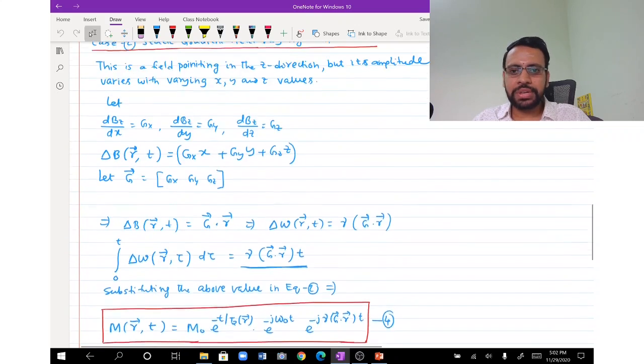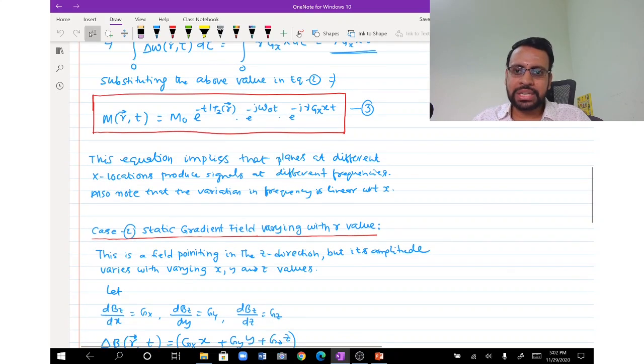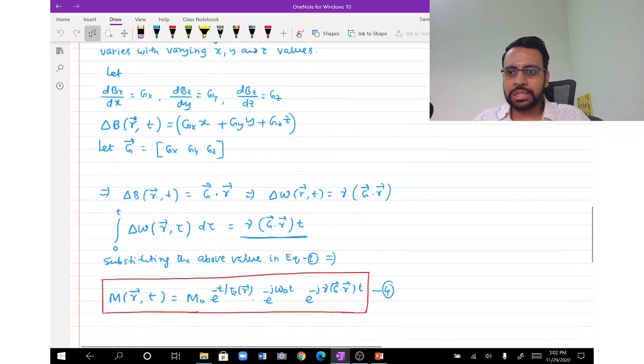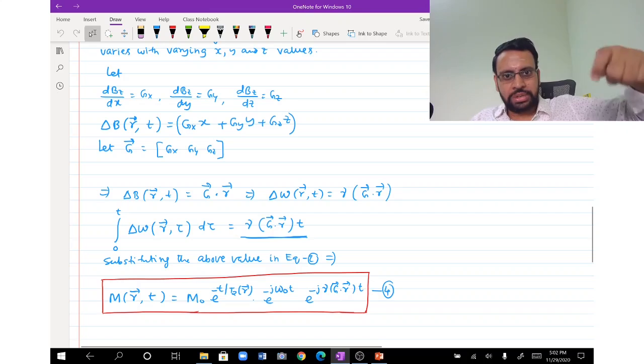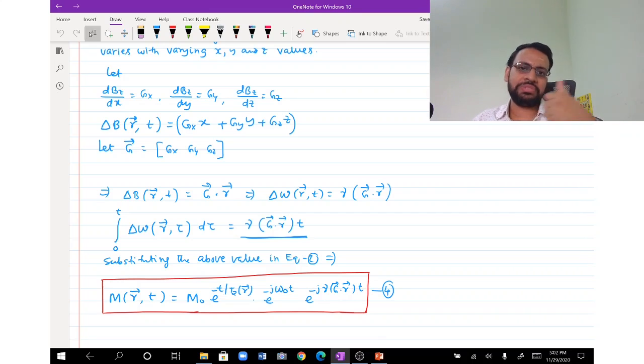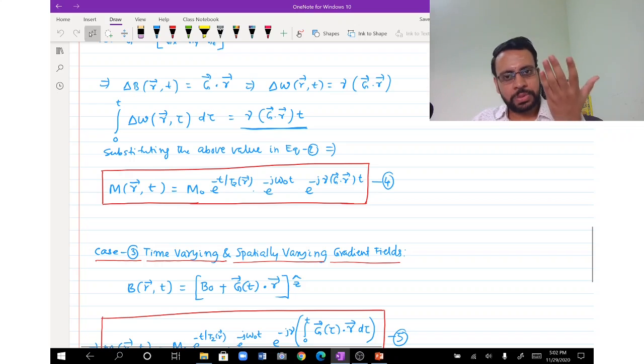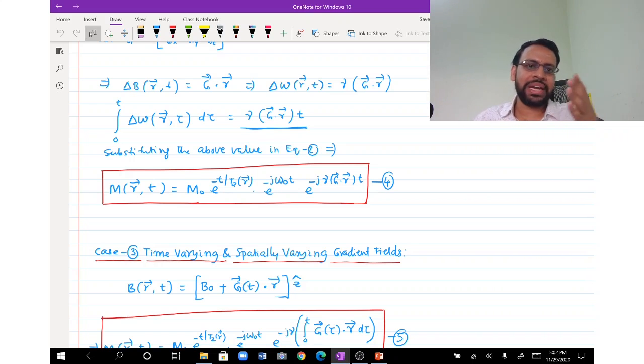Now instead of gx into x that you had there, here g bar dot r bar is nothing but gx into x plus gy into y plus gz into z. Now every location is going to resonate with a different frequency, right? That's what is going to happen when you are varying the field spatially with all x, y and z values.